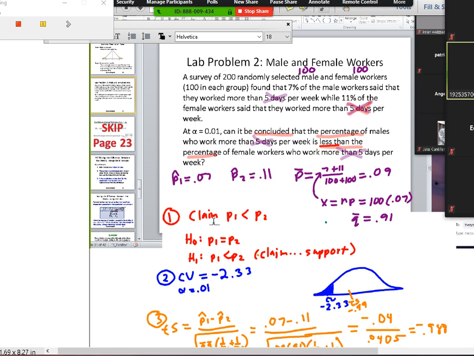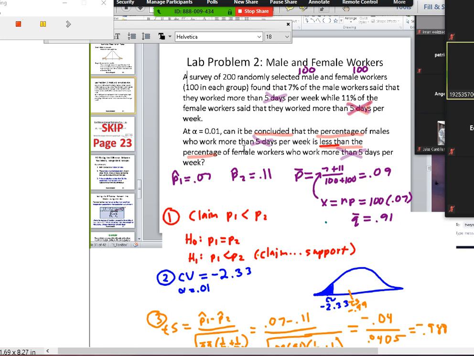Okay, so our claim is that P1 is less than P2, men work less than women. H0 is always equals, so H0 is that P1 equals P2. So since that is not our claim, then H1 has to become our claim. H1 becomes P1 is less than P2. That's our claim. Since H1 is my claim, I'm going to use the word support, because whenever H1 is my claim, I use the word support. Whenever H0 is my claim, I use the word reject, like we did last time. But here, H1 is my claim, so I'm going to use the word support.